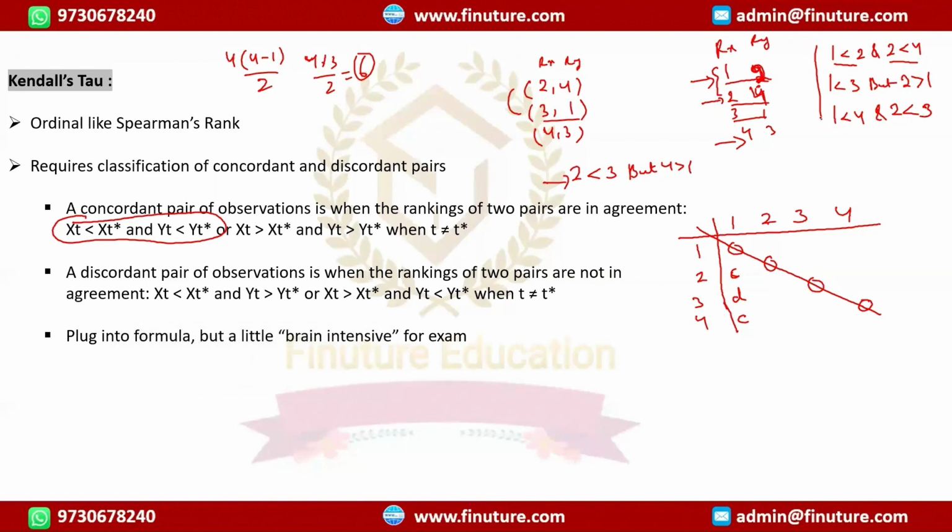Then you correspondingly write 2 comma 2, and here it is 2 comma 4. Then you can write 2 comma 1. Then you can write 2 comma 3. Correct?